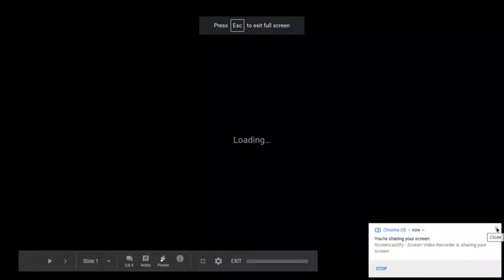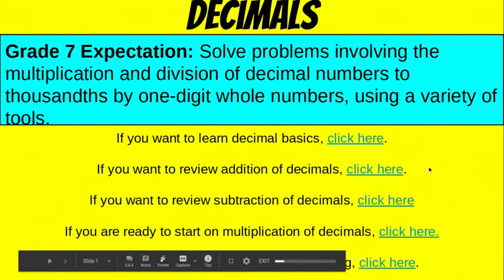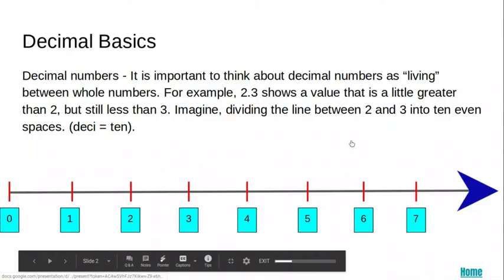Okay, welcome to part one of the decimal series that I've made. We're going to look at decimal basics. So I'm going to click here.